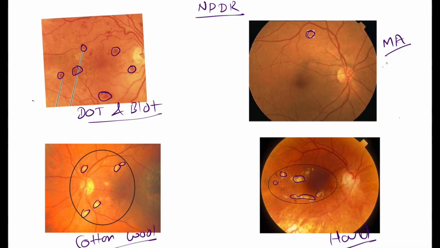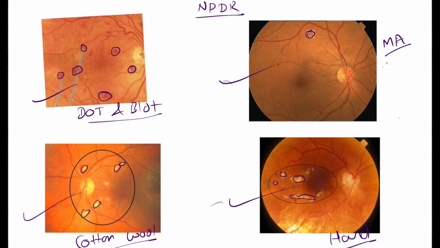The first one was dot and blot hemorrhage. Second is microaneurysm. Third is cotton wool, and fourth is hard exudate. What's the cause of hard exudate? Lipid deposition on the retina due to leakage. But the cotton wool exudates or soft exudates are due to the debris deposition due to occlusion. These four things are present in the NPDR. But what is the cause of vision loss?